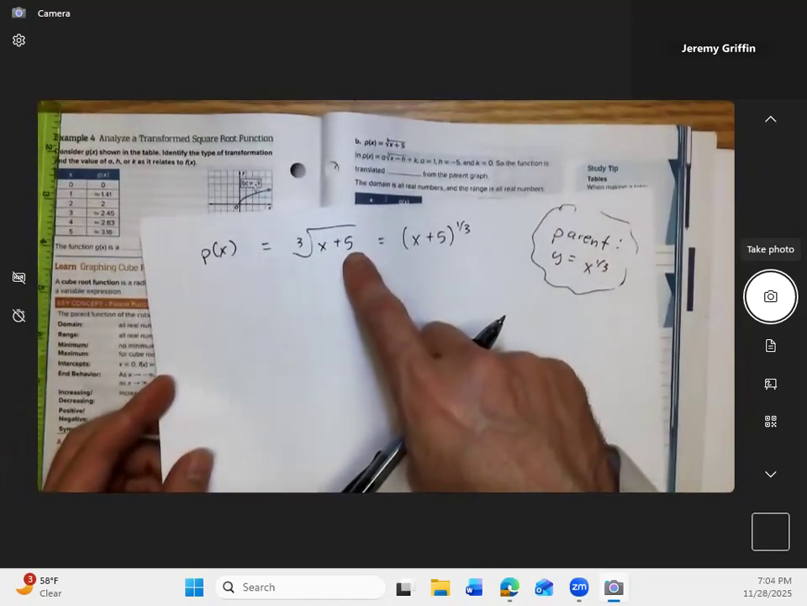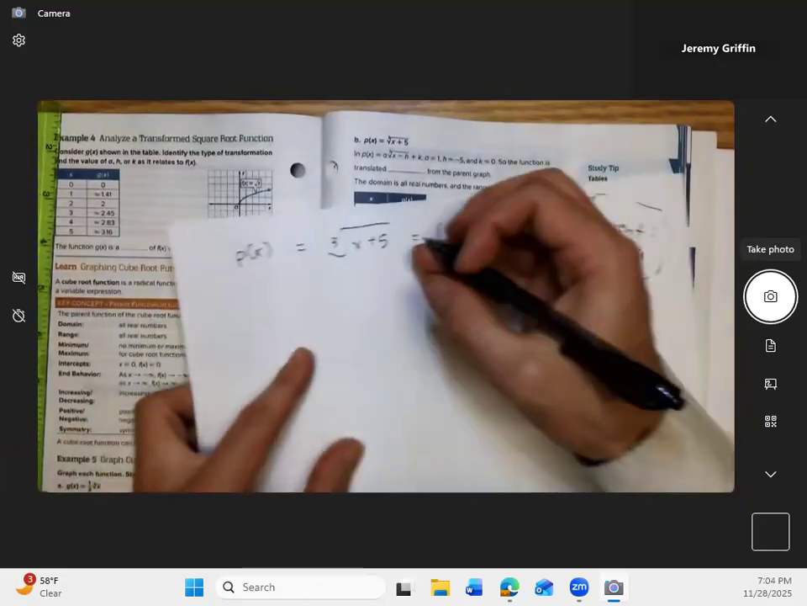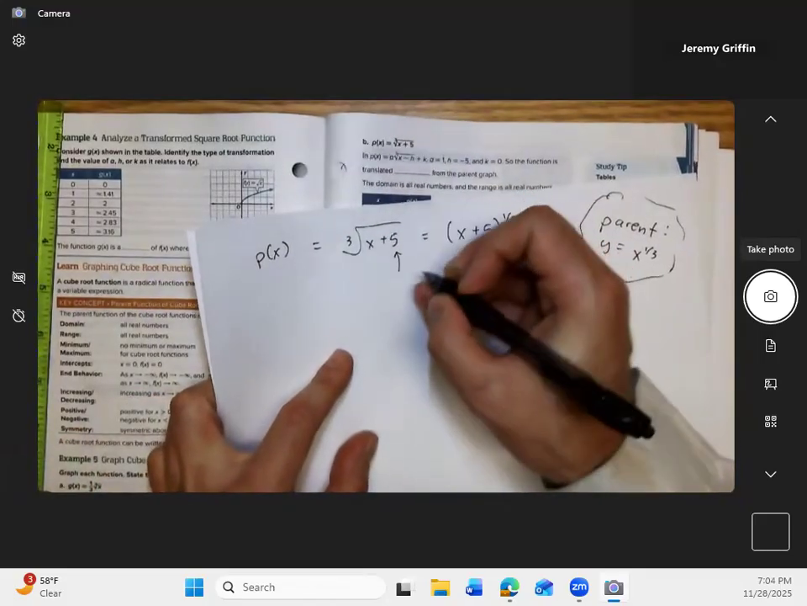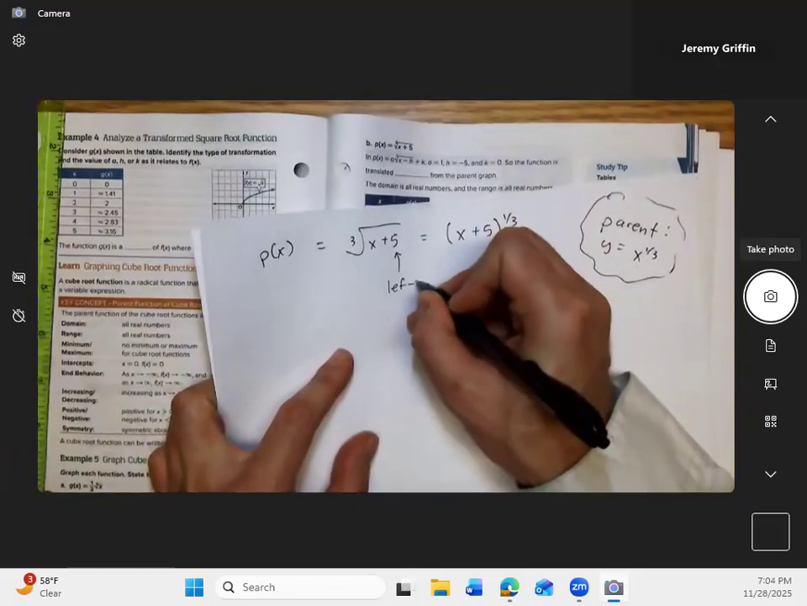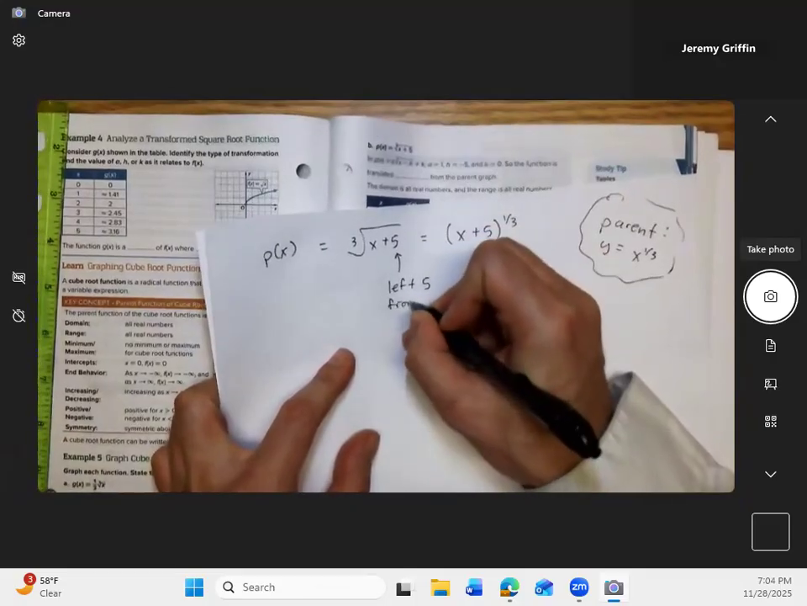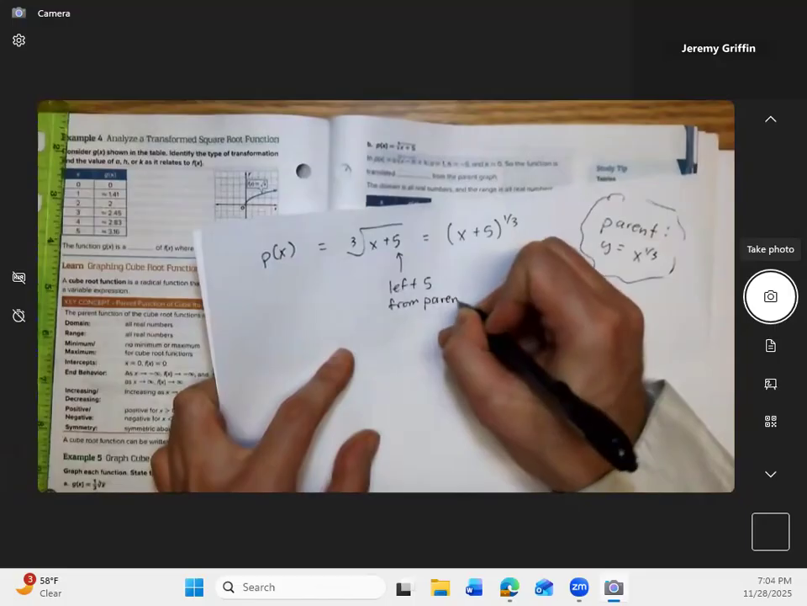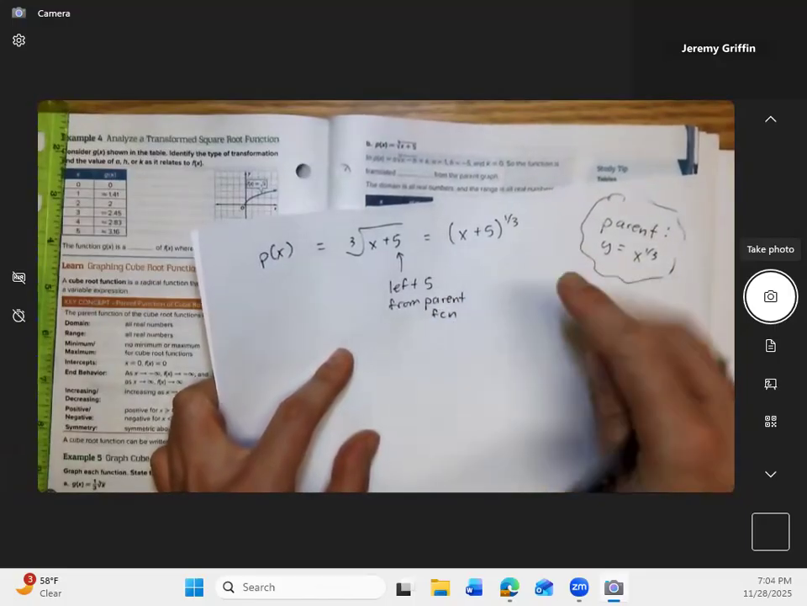And which way would this go? Well, it's +5, so that would be left, wouldn't it? Here, I'll put that up. So this would be left 5 from the parent function, which is given right here.